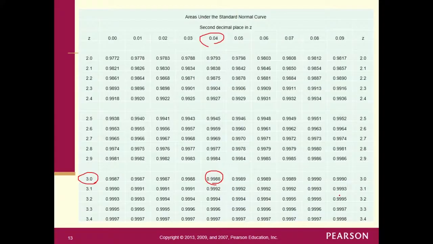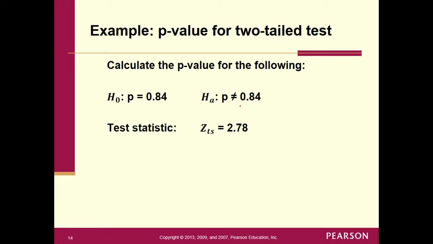What about when we have a two-tailed test? Two-tailed tests, remember, you are testing both less than and greater than at the same time. How do we know it's two-tailed? Because we have a not equal to sign here. And so what's happening here is that, let's say this is 0. Here's 1, here's 2, here's 3. 2.78 is way out here.